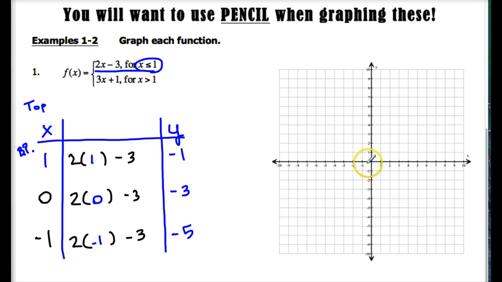and keep in mind 1 was my boundary point, so I want to pay attention to what kind of inequality sign they used here for this top piece. It's a less than or equal to sign, so when I make this dot, I need to make it a solid dot, because it's a less than or equal to. And you only have to worry about that for the boundary points, for that very first entry that you did in your table. Everything else, (0, -3) and (-1, -5), I'm going to make as a normal solid dot, but that's just because they're regular points.